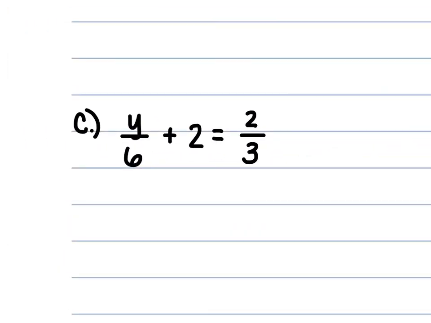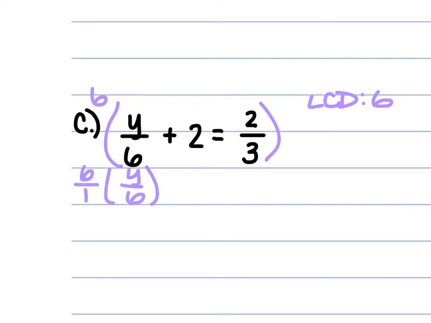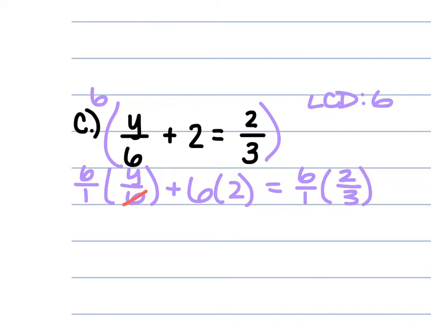For C, we have y over 6 plus 2 is equal to 2 over 3. So least common denominator is 6. Multiply the entire thing by 6. So 6 over 1 times y over 6 plus 6 times 2 is equal to 6 over 1 times 2 over 3. So the 6's will cancel.